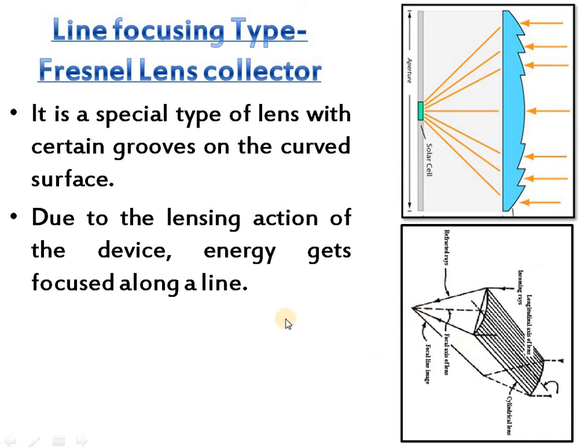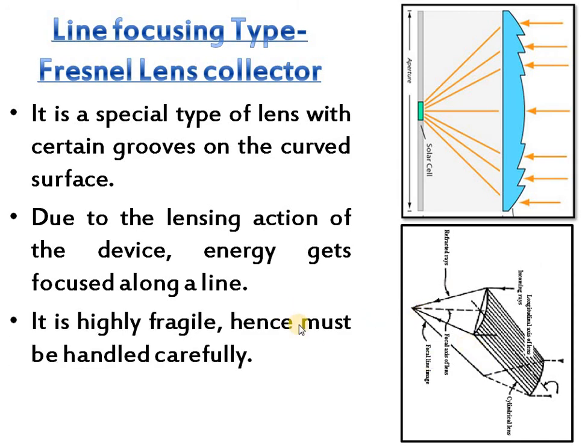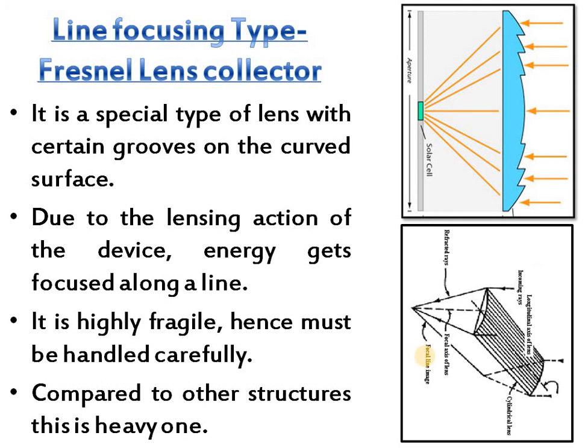That is also clear. And secondly, it is highly fragile and hence must be handled carefully. That is one of the demerits of this device, because it is a glassy material. If it is not made up of polycarbonate, it must be handled carefully, otherwise it may get broken. So during installation, care has to be taken in dealing with such a device. Compared to metallic strips, which may be easily handled, this kind of thing cannot be easily handled. And because of this glassy, thick nature, they are comparatively heavy. That is also another feature of the Fresnel lens collector.